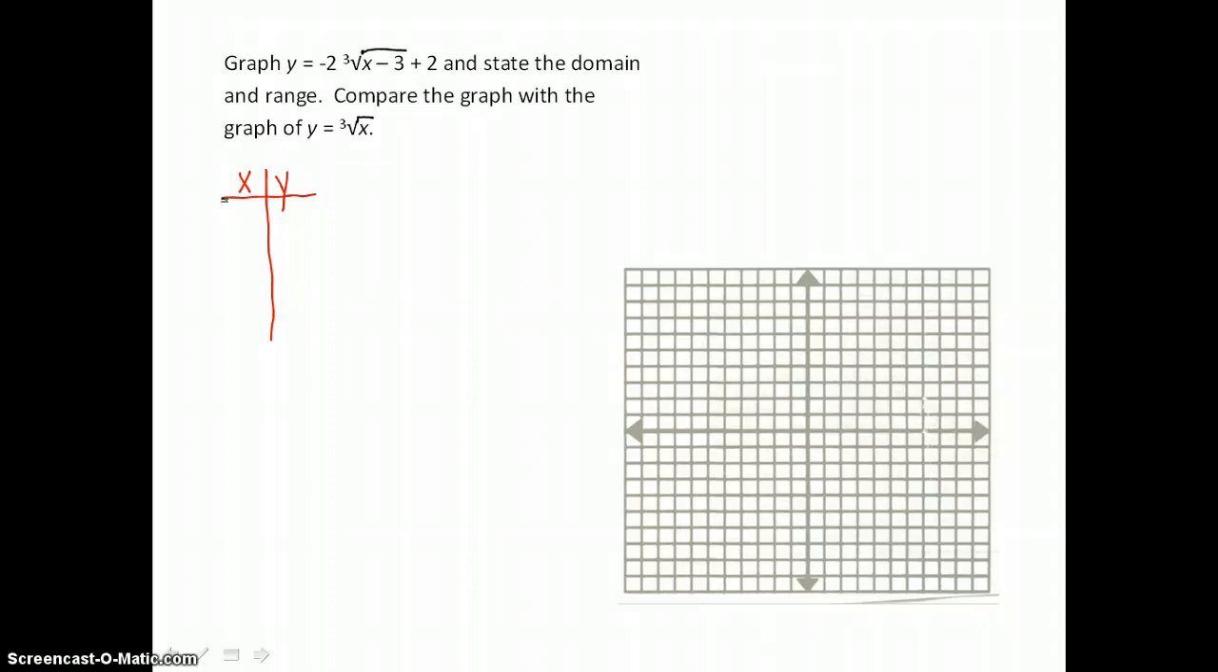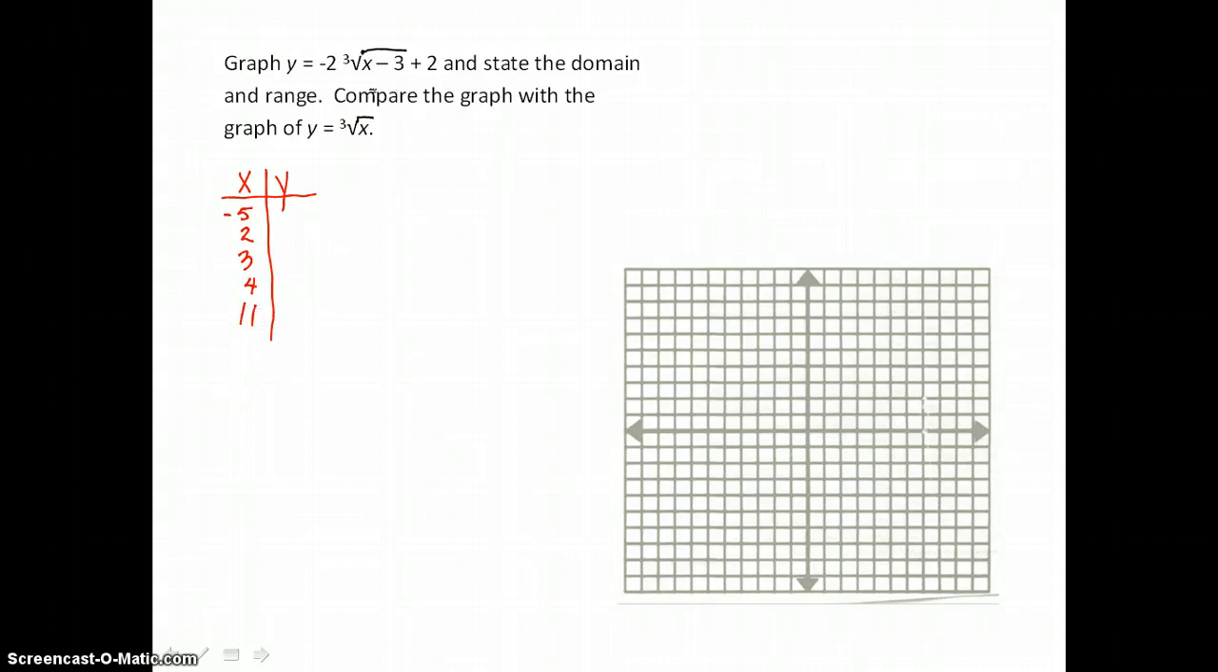I want to take the cube root of negative 8, so I'm going to let x equal negative 5. I want to take the cube root of negative 1, so I'm going to let x equal 2. I want to take the cube root of 0, so I'm going to let x equal 3. I want to take the cube root of 1, so I'll let x equal 4. And I want to take the cube root of 8, so I'll let x equal 11. And now solve for y.